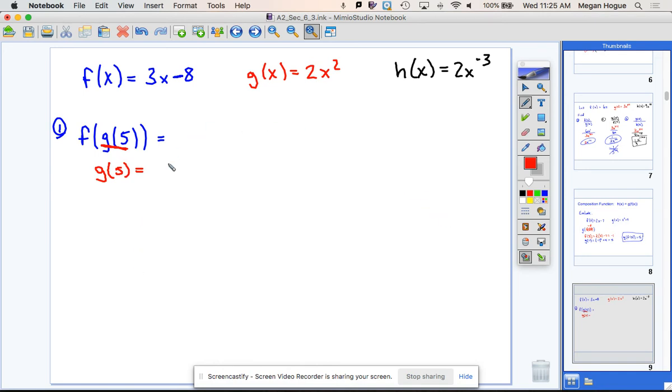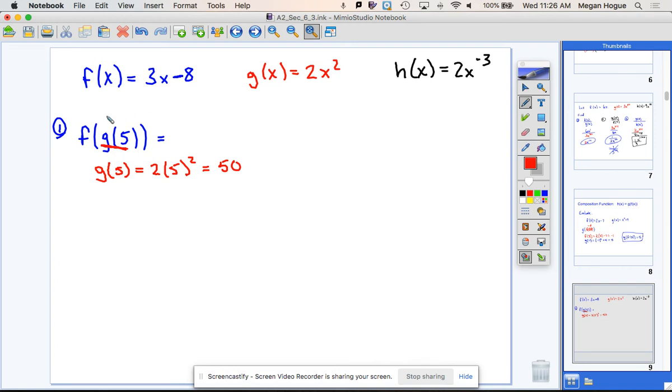That's telling you to go to the g equation. So that's telling you to do 2 times 5 squared. Put that in your calculator. Some of you will do it in your head. So we need 2 times 5 squared. Tell me what you get. 50, I would agree. Because it's 5 squared times 2, so it's 50.